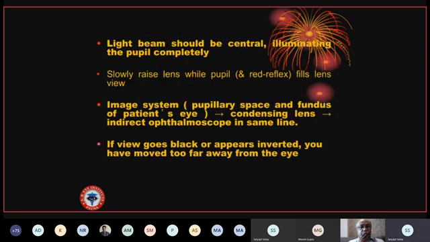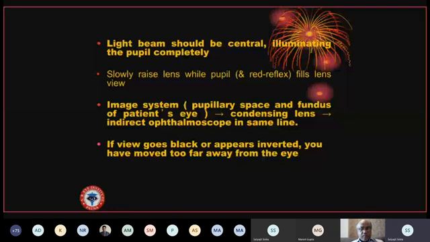Okay. So the light beam has to be central, illuminating the pupil completely. So when you wear the indirect, firstly, you have to aim those 3 beams onto the pupil, and then you slowly slide the lens in position. After you have slid the lens in position, you have to slowly raise the lens while the pupil and the red reflex fill the lens view.